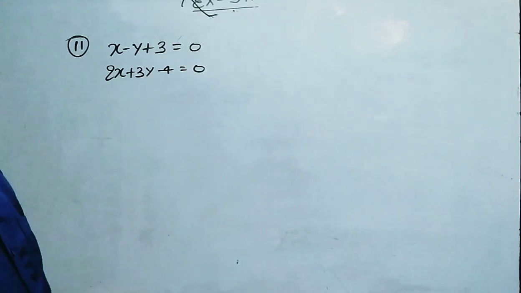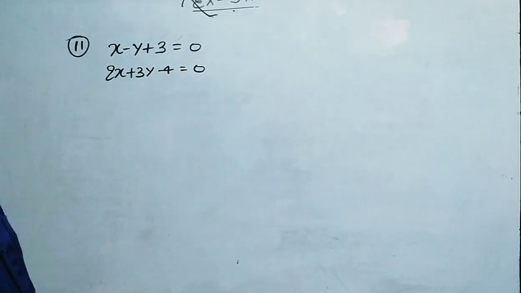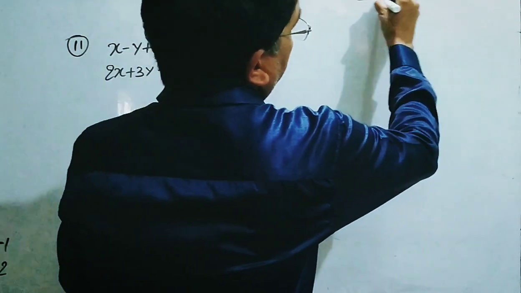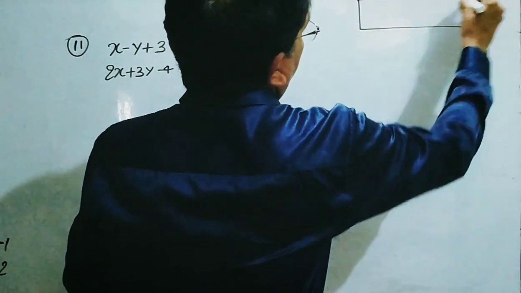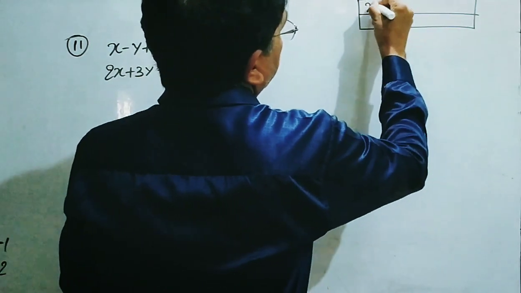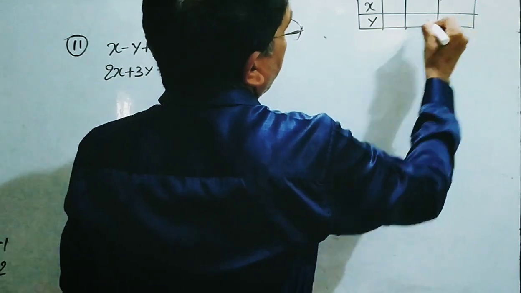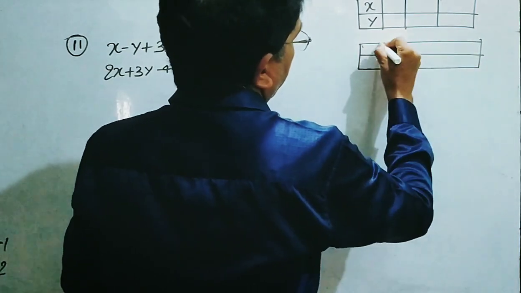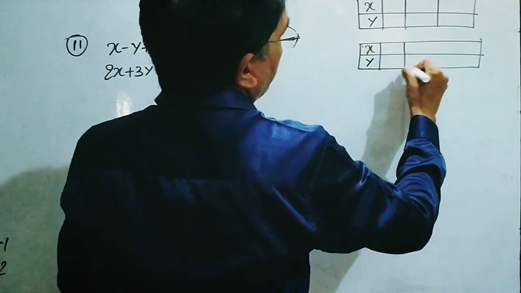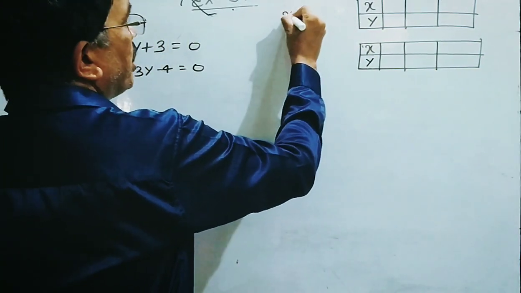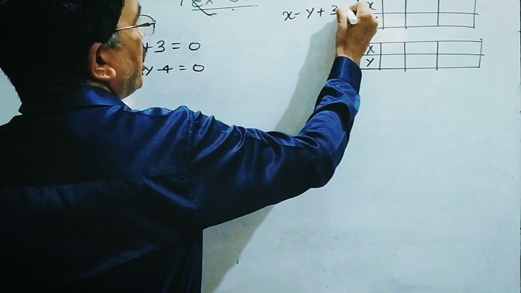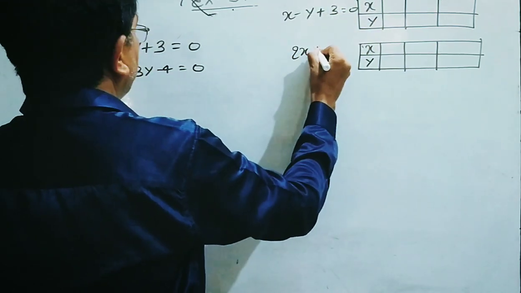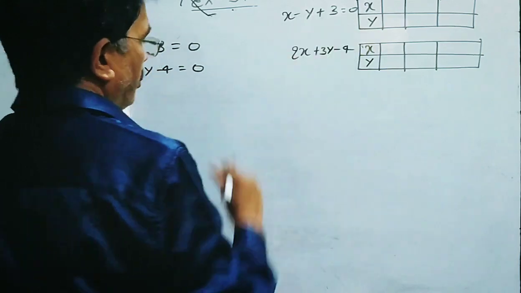So dear student, your first work is how you can draw the graph. In the previous video, we saw how you can solve the graph. So your first work, you draw the table. Table is here, x and y. Write here x and y, minimum 3 values. Similarly, for the other table, for the second equation, you write x and y and minimum 3 values. This equation is x minus y plus 3 is equal to 0 and this equation is 2x plus 3y minus 4 is equal to 0.